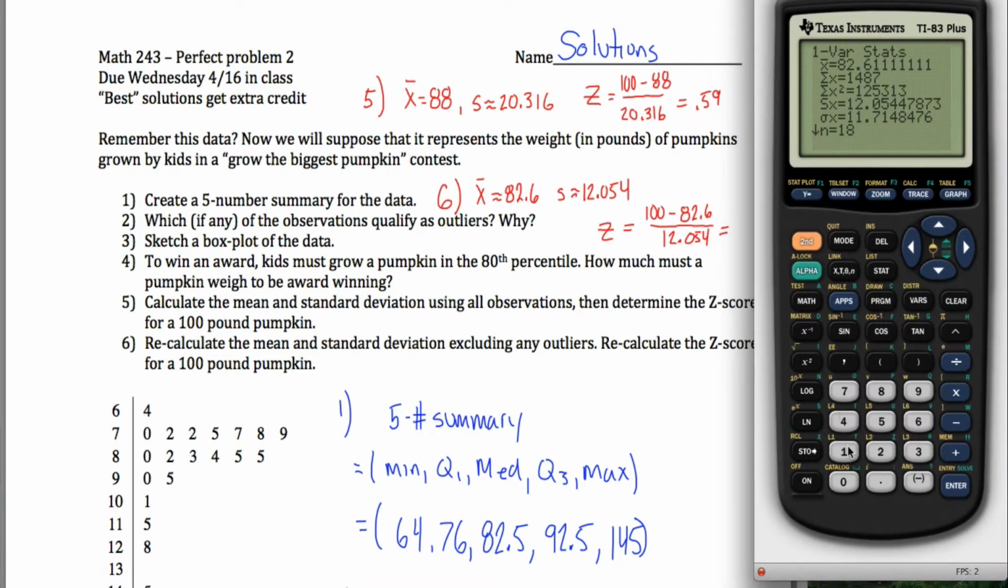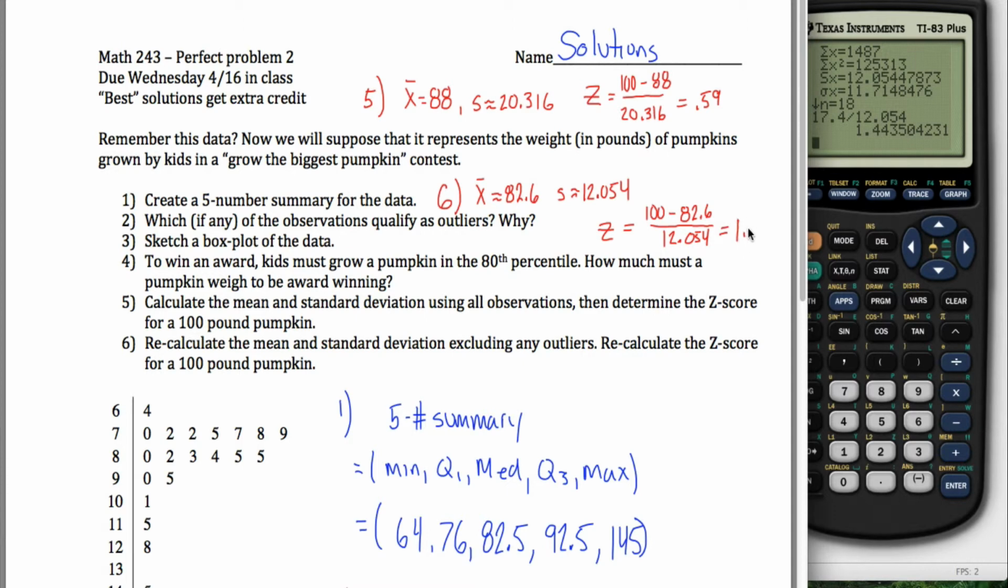So I got to do 100 minus 82.6, which is 17.4. And then take that number and divide it by 12.054. And get 1.44 approximately. So what that tells us is that if you get rid of those outliers, the z-score is significantly higher. So with those outliers in there, I'm only 0.59 standard deviations above the mean. That 100-pound pumpkin is anyways. But if you get rid of those outliers, the mean is smaller and the standard deviation is smaller. So this observation of 100 is now more standard deviations above the mean. I think that's everything. So I guess I'll end the video here.